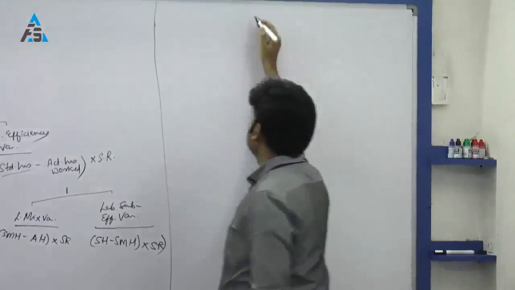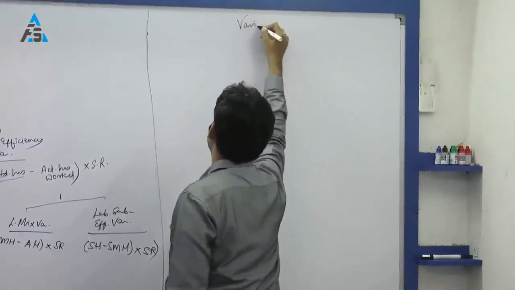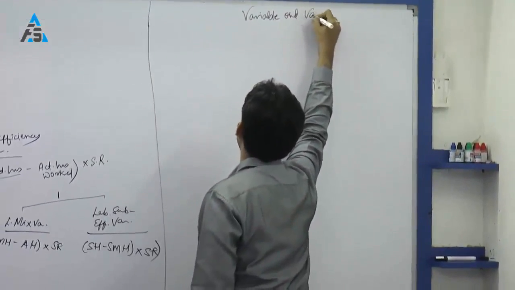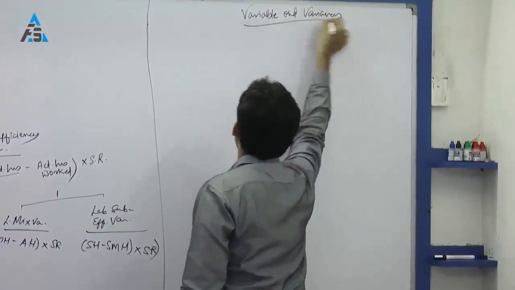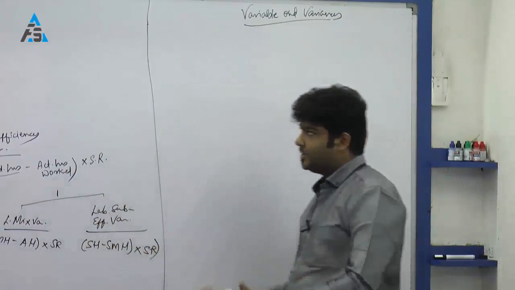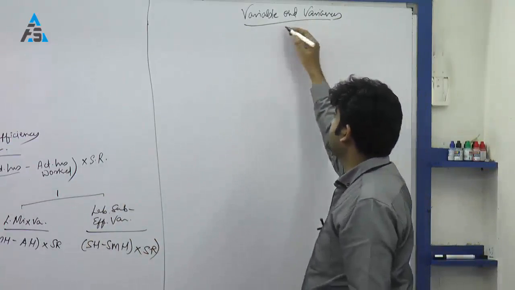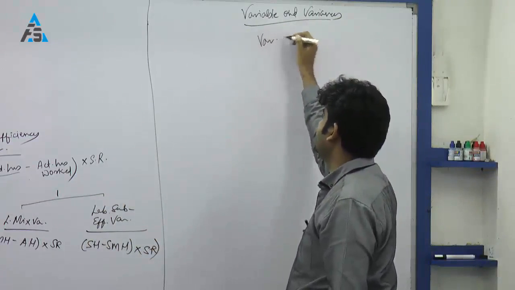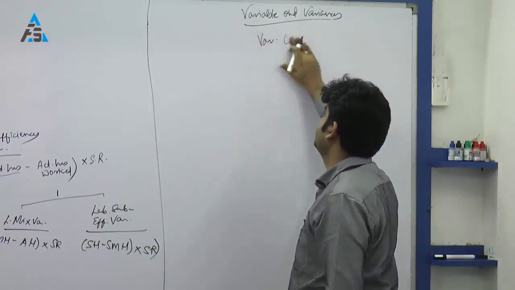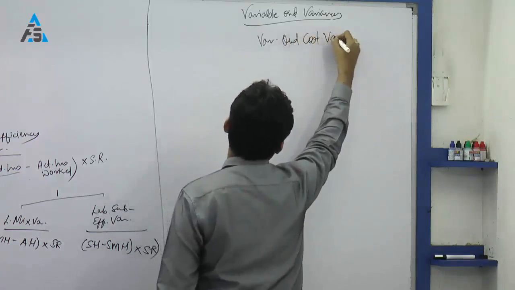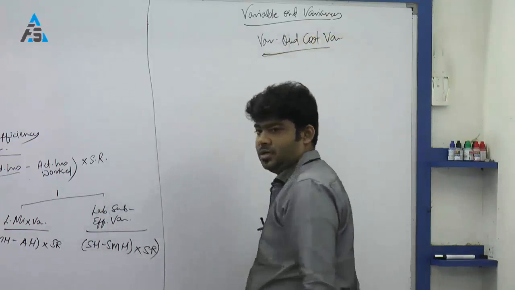Next in line is variable overhead variances. Variable overhead variances are small as compared to your material or labor. Here, the variable overhead cost variance is the first in line.